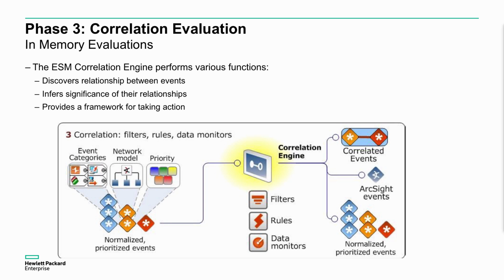So we're looking at those normalized, prioritized events. Remember, we've got the event categories, so the actual fields from the original raw data, we've processed it.